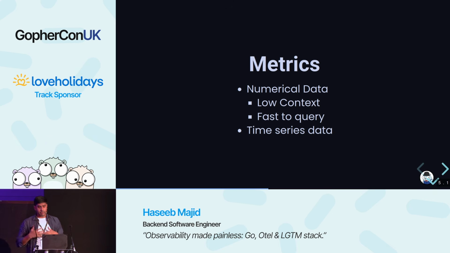So metrics are there for storing numerical data which don't have a lot of context, and we will touch on what we mean by not a lot of context. But that makes them really fast to query and quite cheap to store. And we're going to store it as time series data. And by time series, we just mean we're keeping track of time, and we're going to graph it along time and view the value.